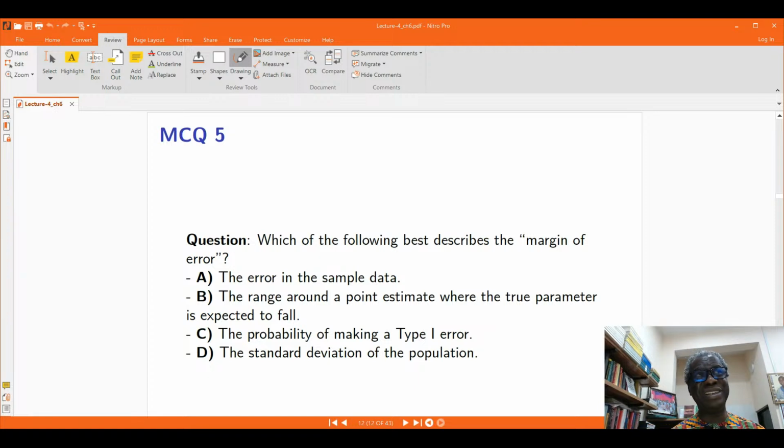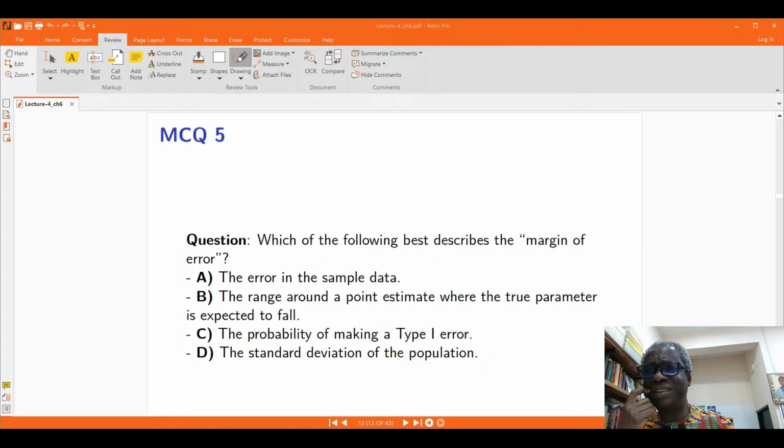Yes, you might be encountering or seeing some concept for the first time. Fine. So you are gradually getting into the core aspect of statistical inference. So what are your options? What are your options?